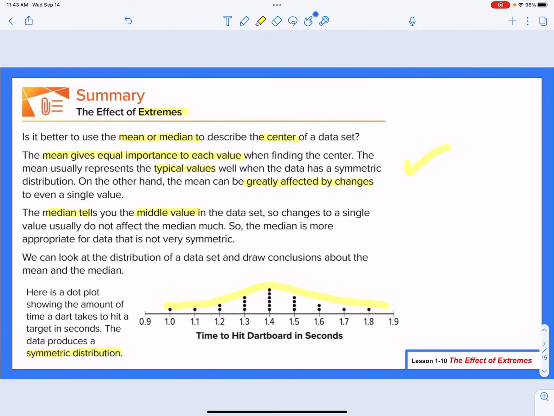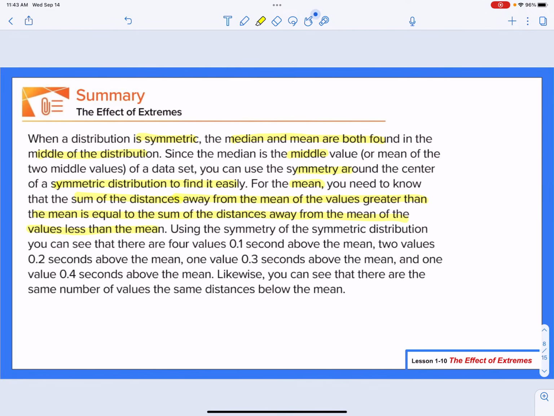I think I lost one of my graphs. I had another graph somewhere. Sorry about that. There's another graph. That's what this is describing. So there's another graph to look at.